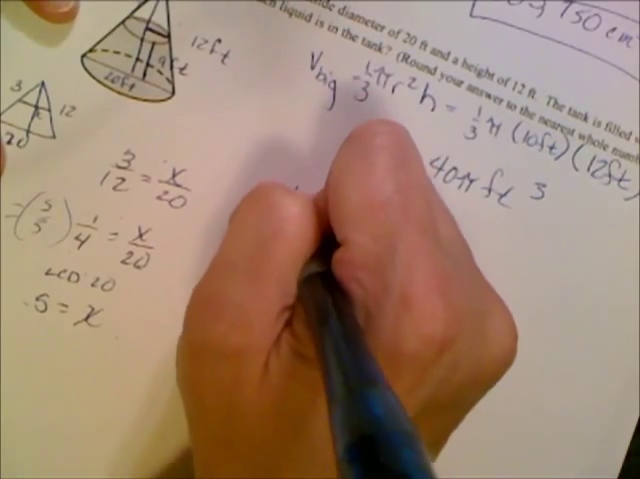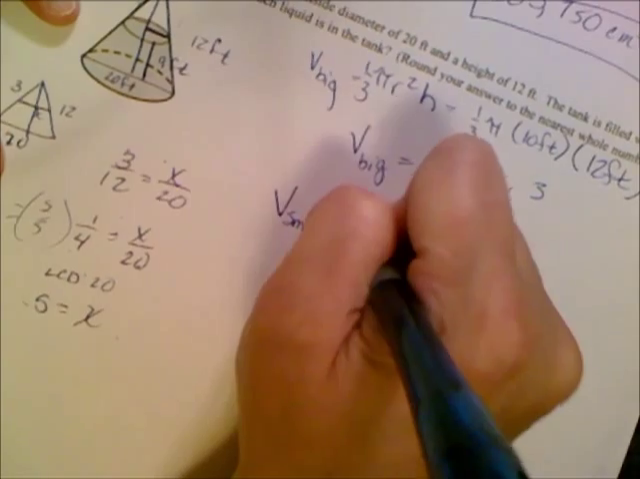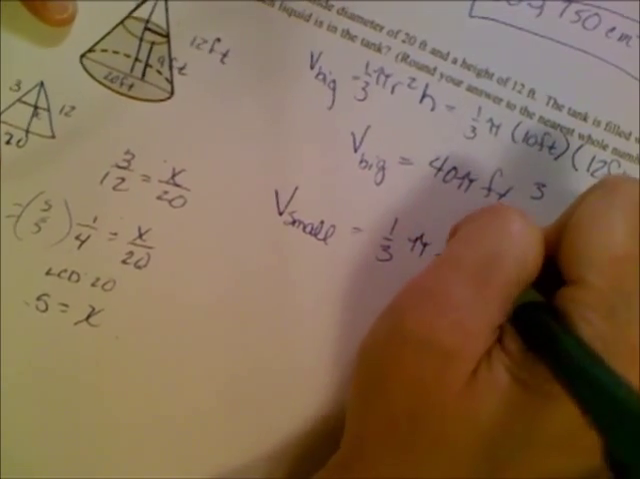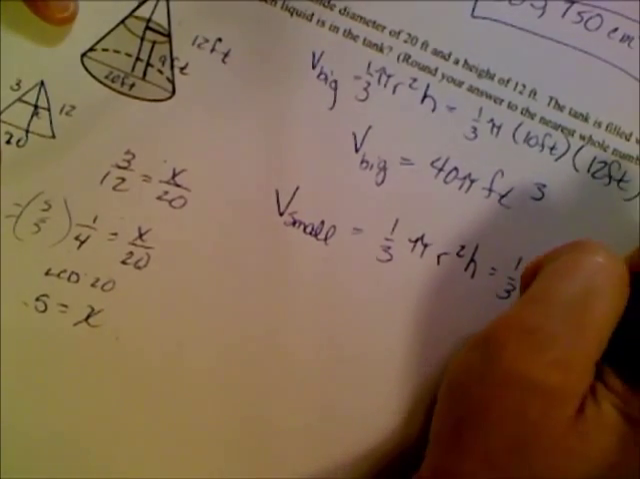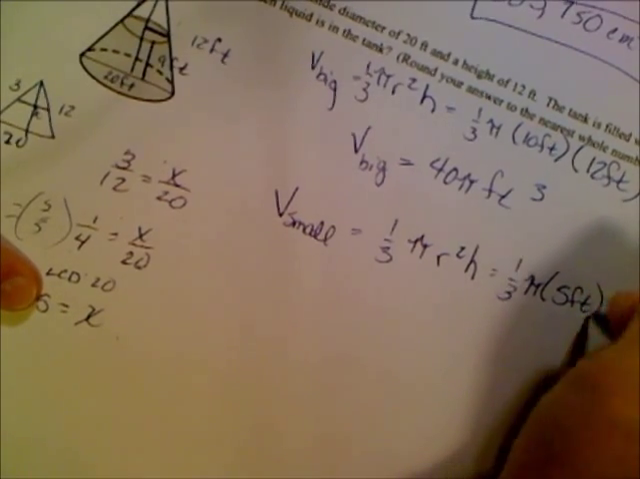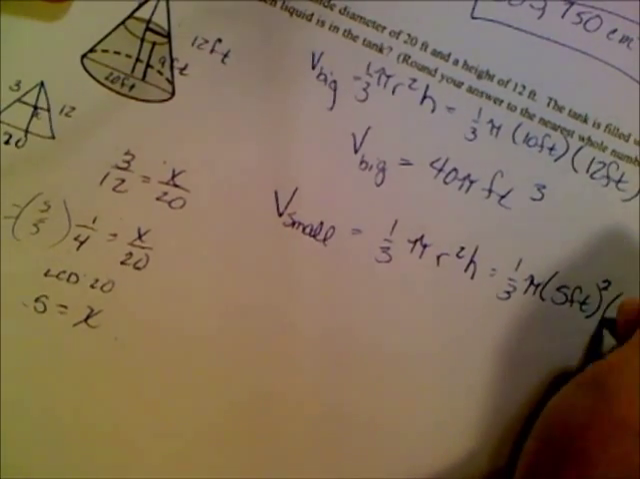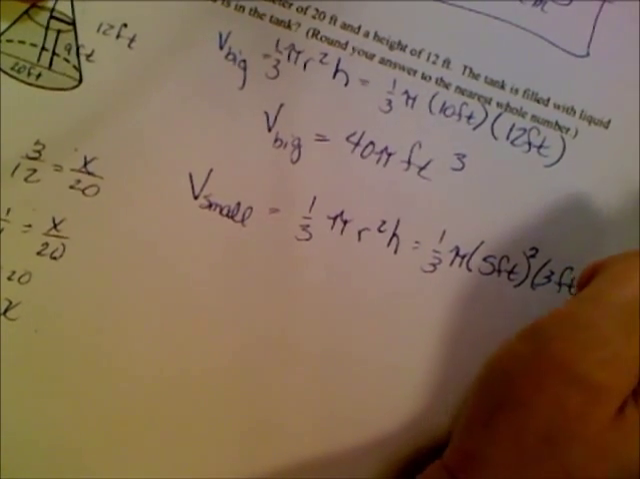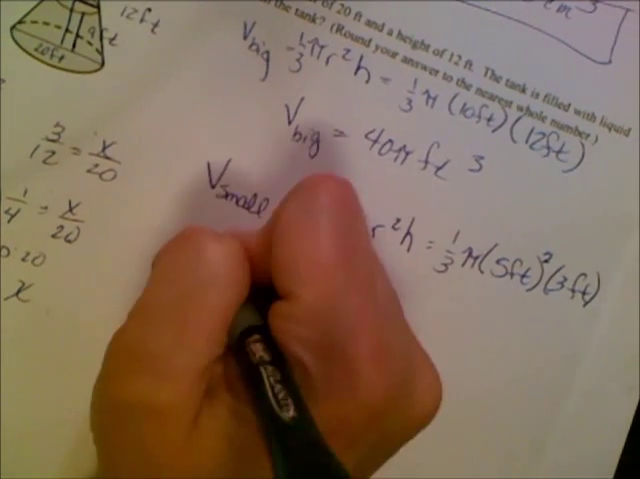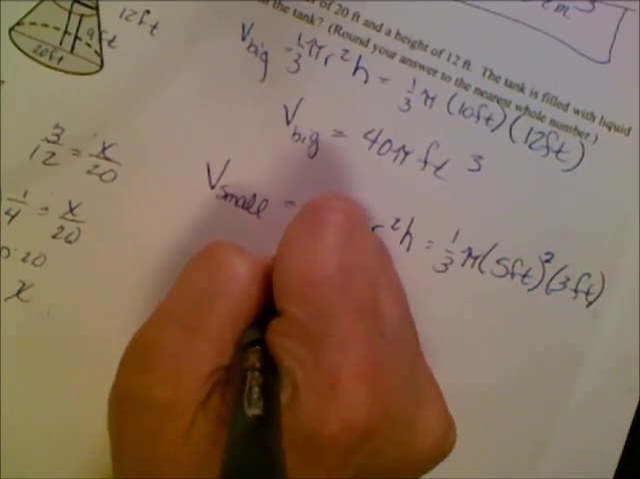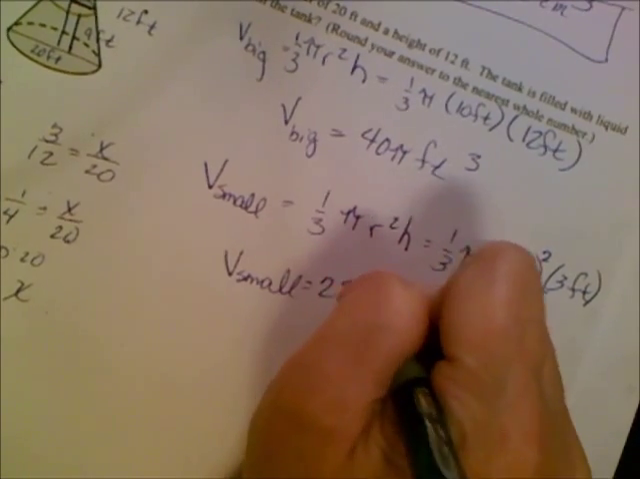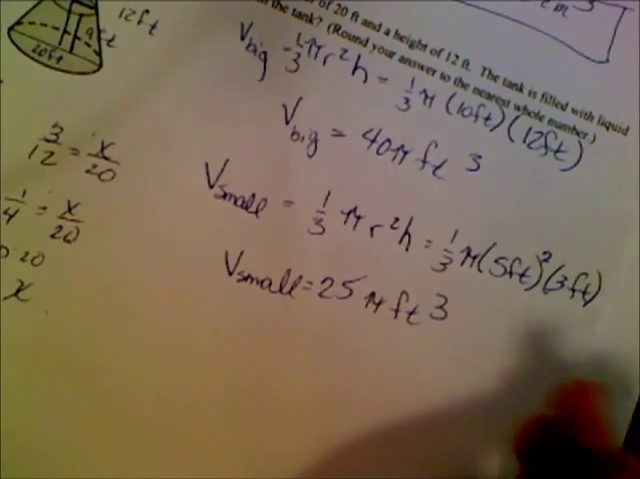So the volume of the small cone is going to be 1/3 pi r squared h. So that's 1/3 pi. My radius is 5 feet squared times the height is 3 feet. Okay? Multiplying that out, I get that the volume of the small is 25 pi feet cubed.